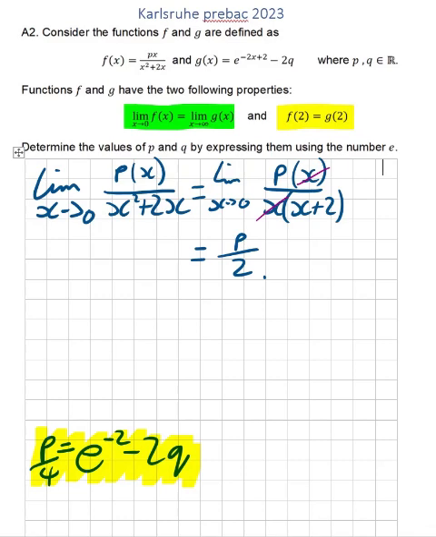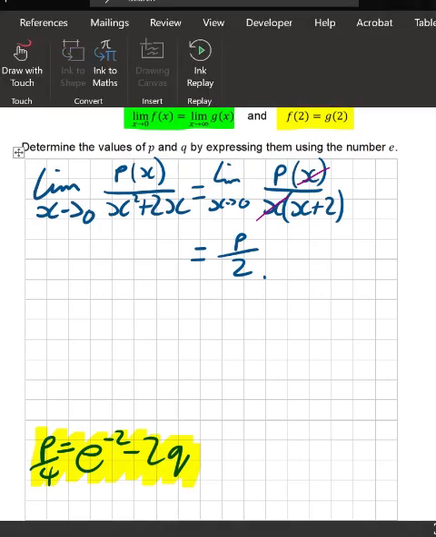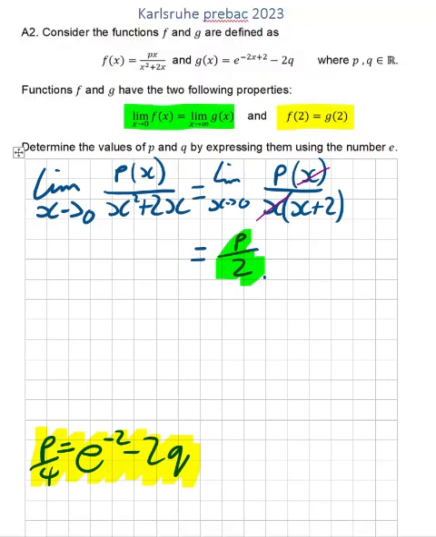Okay, I'm going to leave that just there with a little bit of green on it so I know where it's coming from. And then we'll crack on with the next bit. We're looking for the limit of g of x being e to the negative 2x plus 2, minus 2q. And we're looking for that as x tends towards infinity.